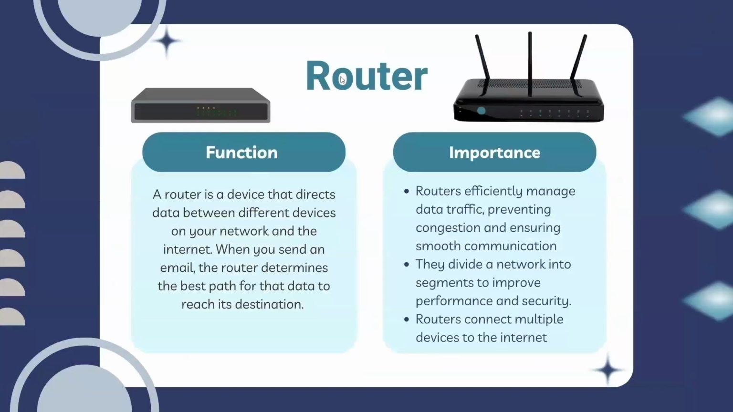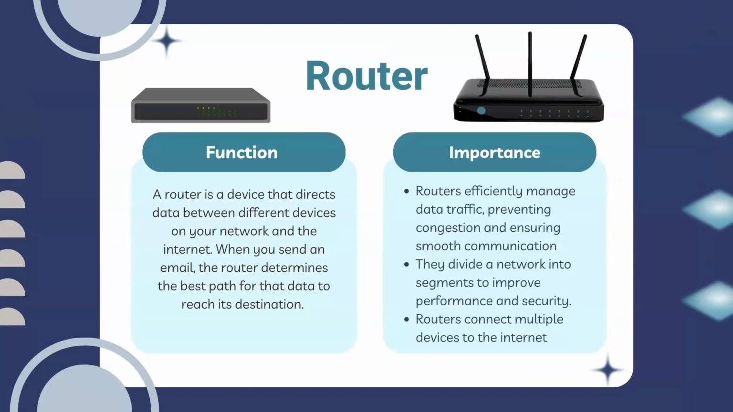So we're going to go over what routers do, right? Most of you will probably have this in your home, and it's a device that can direct data between different devices on your network and the internet. So when you send an email, the router determines the best path for that data to reach its destination. It's just a way for you to send data from one device to another device, but it tries to do it as fast as it can.